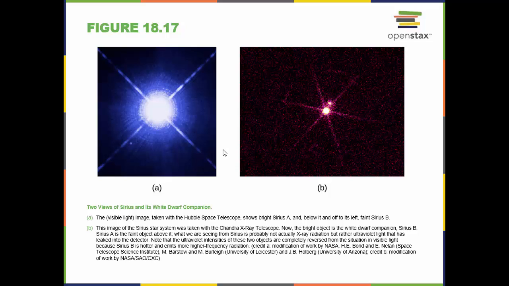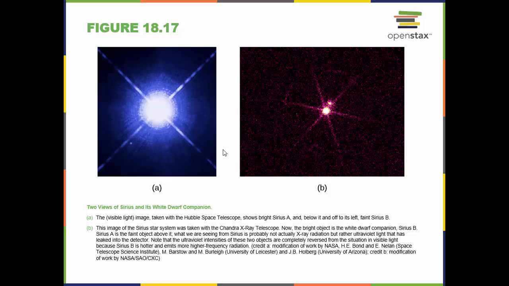In image B, the image of the Sirius star system was taken with the Chandra X-ray telescope. Now the bright object is the white dwarf companion, Sirius B, and Sirius A is the faint object behind it, or just above it. And what we're seeing is probably not actually X-ray radiation, but probably ultraviolet light that leaked into the detector.